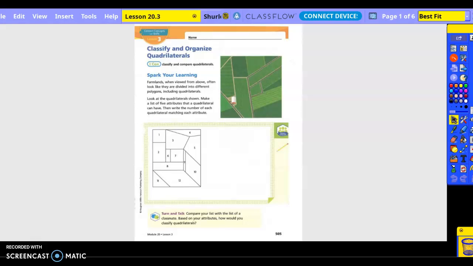Farmlands, when viewed from above, often look like they are divided into different polygons, including quadrilaterals. Look at the quadrilaterals shown. Make a list of 5 attributes that a quadrilateral can have. Then write the number of each quadrilateral matching each attribute. So usually a quadrilateral sometimes has 2 pairs of parallel sides. Okay.